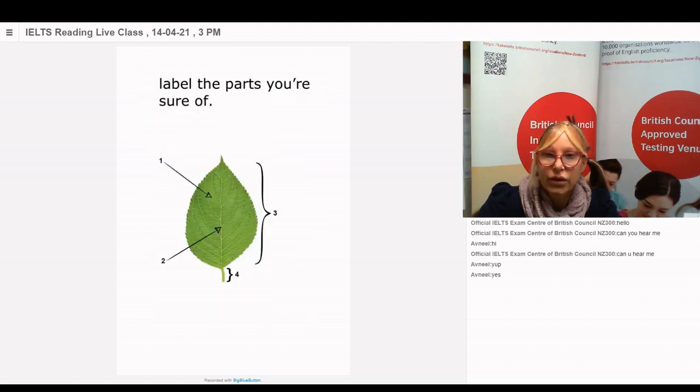So this is the sort of thing that you would be given for a diagram labeling exercise. This is a diagram of a leaf, and you can see here number 1, number 2, number 3, and number 4, all different parts of the leaf. Number 3 refers to the whole leaf itself.